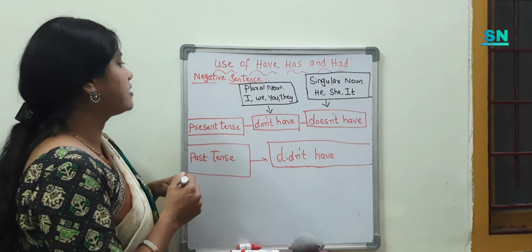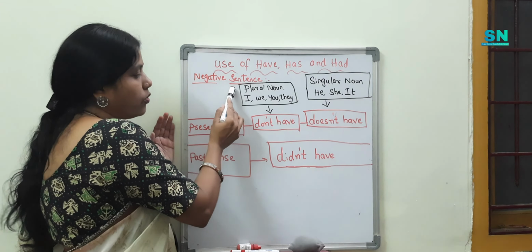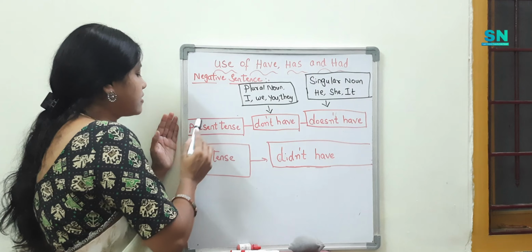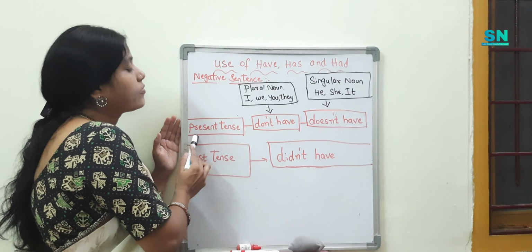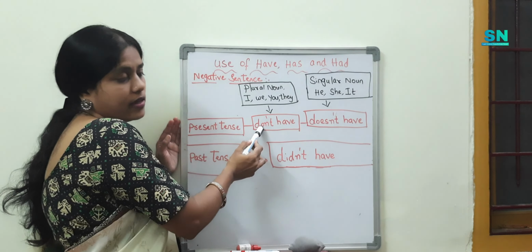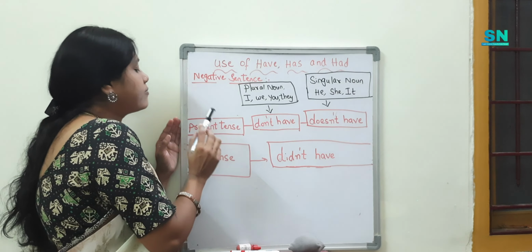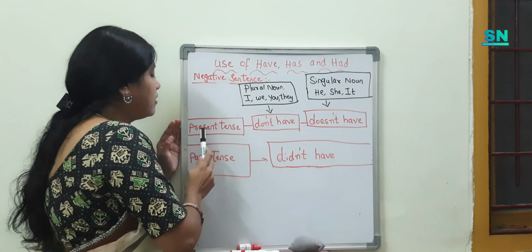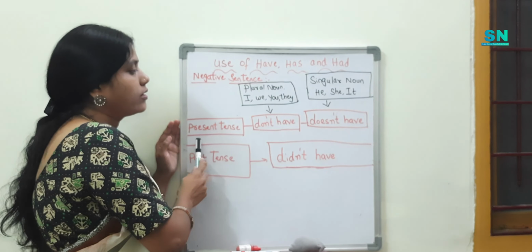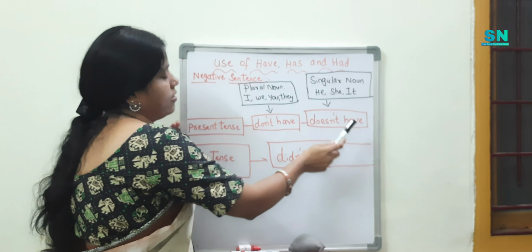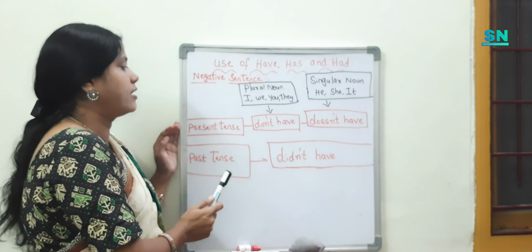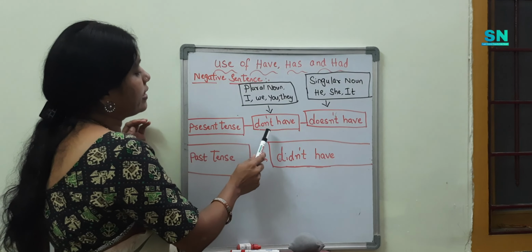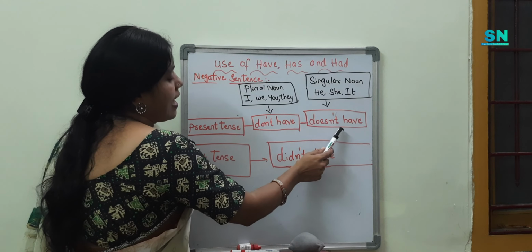For subject కనుక plural form లో ఉండి, sentence కనుక present tense లో ఉంటే మనము డోంట్ హ్యావ్ అనేది యూజ్ చేయాలి. ద సబ్జెక్ట్ కనుక సింగులర్ నౌన్ లో ఉండి అండ్ సెంటెన్స్ వచ్చేసి ప్రెసెంట్ టెన్స్ లో ఉంటే మనం డజంట్ హ్యావ్ అని యూజ్ చేయాలి. సో పాజిటివ్ ఏం చేస్తాం, మనం ఇక్కడ హ్యావ్ యూజ్ చేస్తాం, ఇక్కడ హ్యాస్ యూజ్ చేస్తాం.